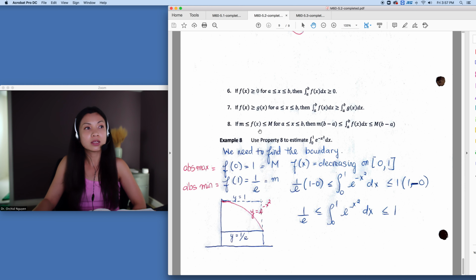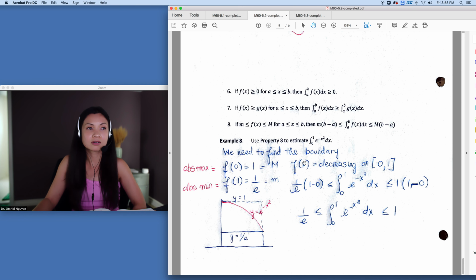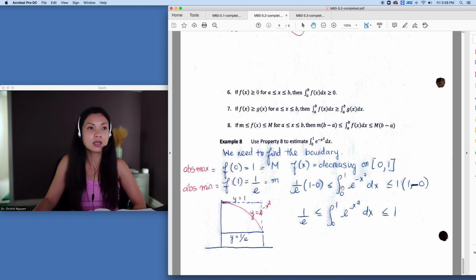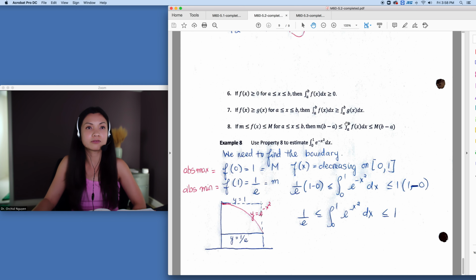You see right here, f of x is bounded by little m and big M. So I'm just using this. And then from there, I know that it's bounded by 1 over e and 1. So I pretty much just use this one right here and plug in the function.